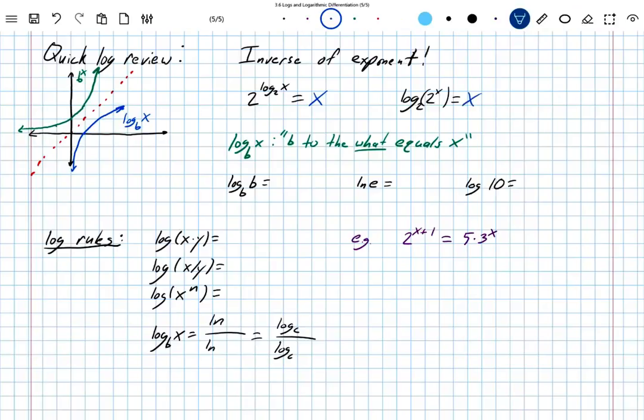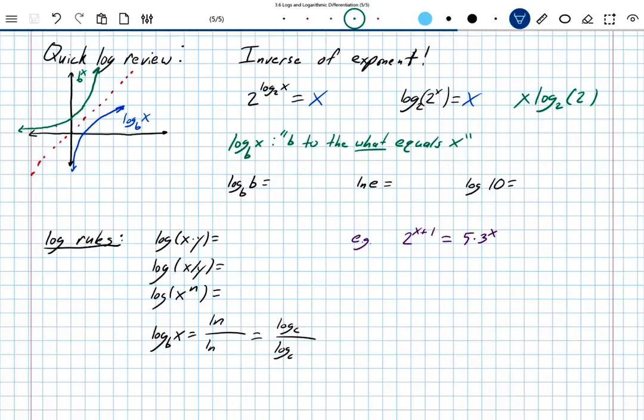This one might be a little easier to see if you know your exponent rule. My exponent rule says this x comes out front if there's an exponent on the inside. So I could write this as x times log base 2 of 2. Okay, so log base 2 of 2 is 1. Natural log of e is 1. Log base 10 of 10 is 1. 2 to the what equals 2? 1. So this is just x.